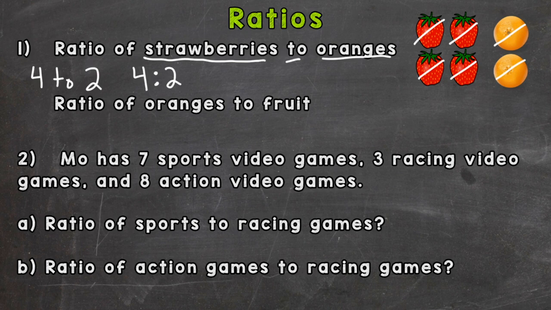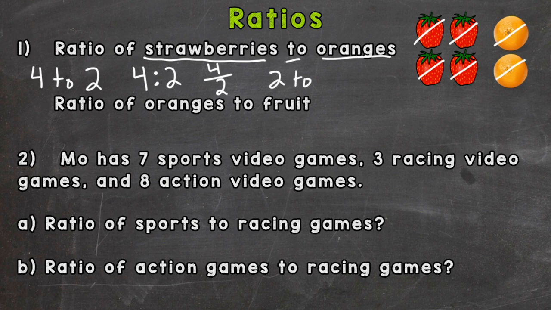Or we can use a fraction. 4 to 2. Whatever comes first is your numerator, the top number. Whatever comes second, your denominator. Now with ratios, just like fractions, you always want to simplify if it applies to that ratio. And 4 to 2, we can simplify. We need to find the greatest common factor between 4 and 2. So what can divide into both 4 and 2? Well, we can divide them both by 2. So 4 divided by 2 is 2, and 2 divided by 2 is 1.